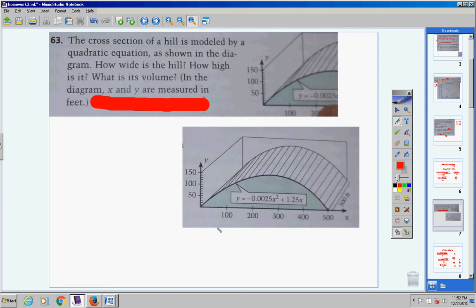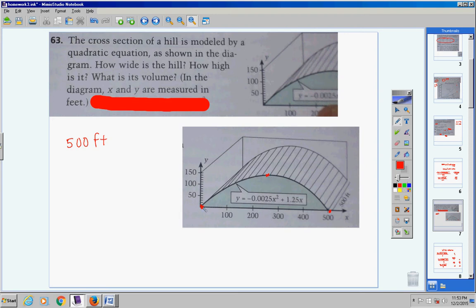How wide is the hill? Well, it starts here and goes to 500. I guess we're in feet, so how wide is it? 500 feet. How high is it? Well, let's see. The middle looks like it goes up to, I guess, 150. Looking at the graph, I guess we're supposed to assume. Actually, I don't think it goes all the way to the top, does it? Okay, unfortunately, guys, we're going to have to find the vertex.